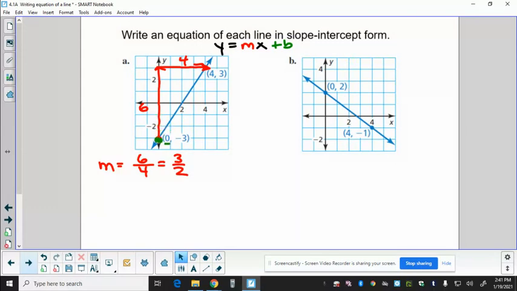Okay, everybody, it's time to write that equation. So here it is. Y equals M X plus B, or just in this case, -3.